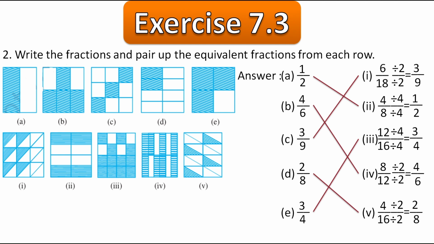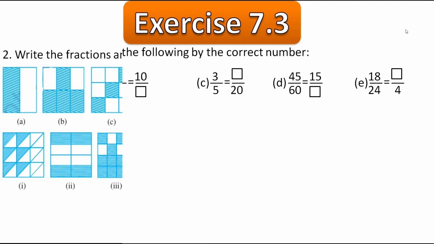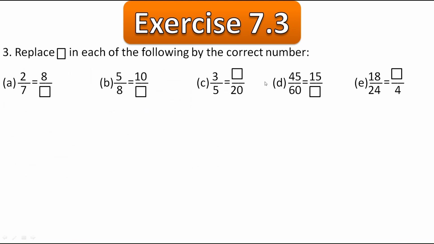Okay. Now, let's move to the third question. Here, replace box in each of the following by the correct number. Okay. So, let's take the first one here, that is 2 upon 7 is equal to 8 upon box. Okay. As they have given here equal sign, these both the fractions are equivalent, that we understood here. Okay. Now, how we have to find? So, I'll tell you the oral method.